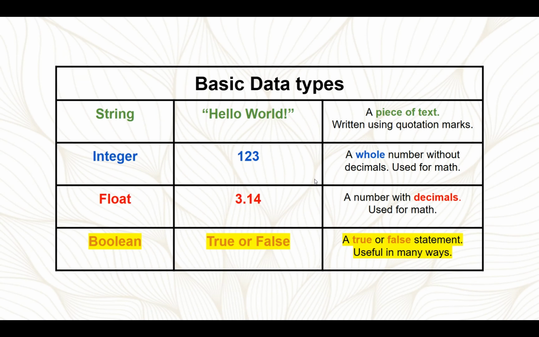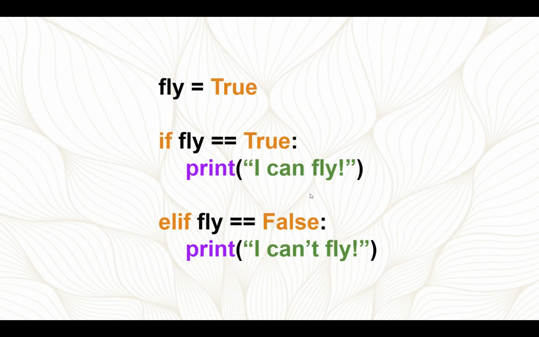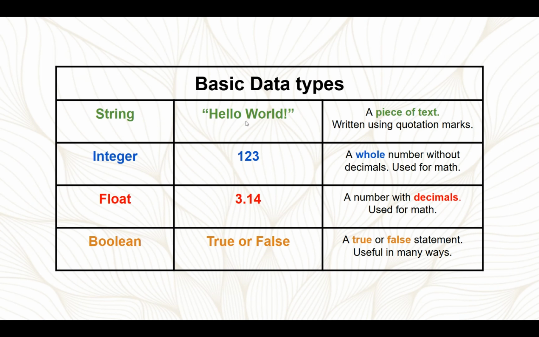The last data type that we're going to be talking about is the Boolean data type. A Boolean data type is a true or false statement, and it is useful in many ways. We're going to be talking about Booleans in upcoming videos, but for now, all you have to remember is Booleans are used for conditions. For example, we can say that fly equals true, and if fly equals true, we can print this message that we can fly, and if it's false, then we can print the message on the console that we can't fly. So with this, we can basically control the condition of these two arguments. Well, that's it for basic data types in Python.